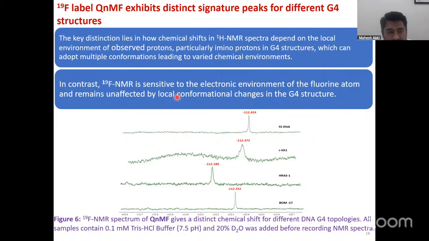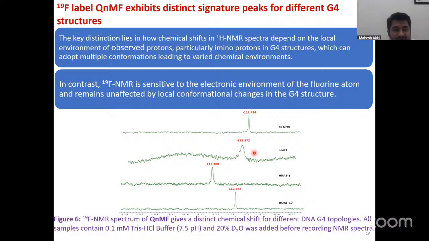From this point of view, one of our molecules, QNMF, has a fluorine-19 labeled probe. This provides both high sensitivity and specificity for detecting subtle differences in G4 conformation, giving rise to distinct, well-resolved peaks for each topology. In our investigation, we have taken F19 spectra in the presence of various G quadruplex sequences, that is HRAS1, c-KIT1, BOM17, and even ssDNA. These show different values for different G quadruplex sequences.